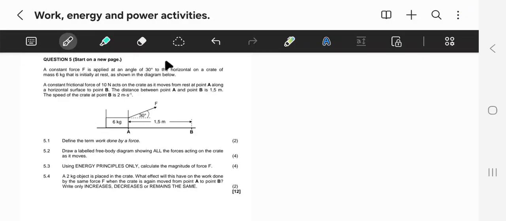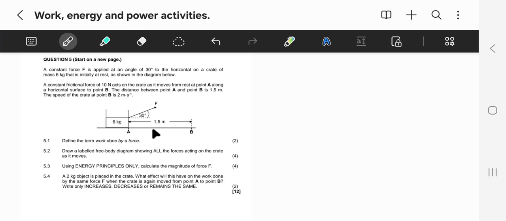In this video we'll again be looking at a past paper question that has to do with work, energy and power. So this is our question. It says that a constant force F is applied at an angle of 30 degrees to the horizontal on a crate of mass 6 kg that is initially at rest, as shown in the diagram below. A constant frictional force of 10 newtons acts on the crate as it moves from rest at point A along a horizontal surface to point B. The distance between point A and B is 1,5 meters. The speed of the crate at point B is 2 meters per second.